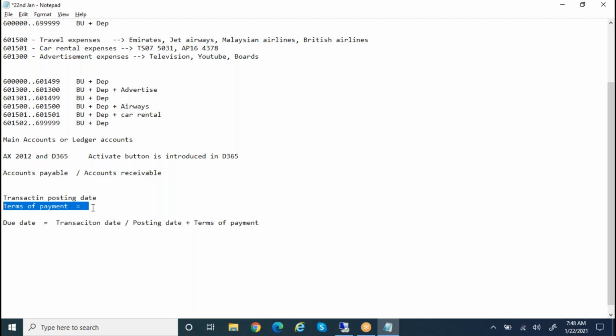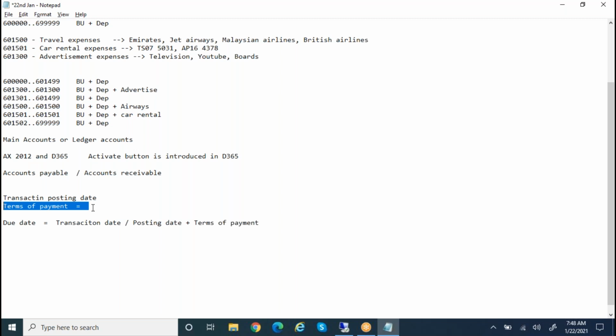From that company, I am purchasing 50 washing machines. Each washing machine is 20,000. So 20,000 multiplied by 50 is, suppose, some 10 lakhs. 10 lakhs rupees. I am not going to pay immediately.